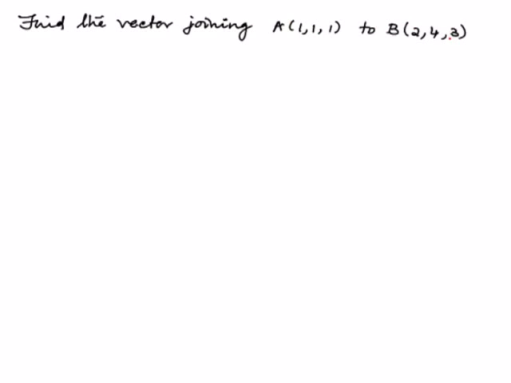Let us handle a problem in this video. Find the vector joining A of 1, 1, 1 to B of 2, 4, 3. So we are given x, y and z coordinates. So let's consider a three-dimensional situation.